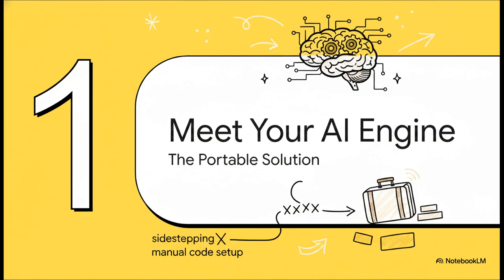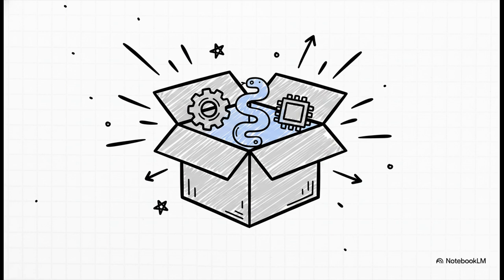Meet your AI engine, specifically the portable solution. We are going to completely sidestep manual code setup here. Our secret to super quick deployment is the Windows Portable Package. Think of this as your all-in-one box solution. Instead of you having to manually configure a programming environment, the ComfyUI developers have pre-packaged everything you need into one standalone download. This includes the embedded Python environment and all the core dependencies. It literally does all the heavy lifting for you, which makes it the absolute best starting point for someone with basic technical skills but zero AI experience.